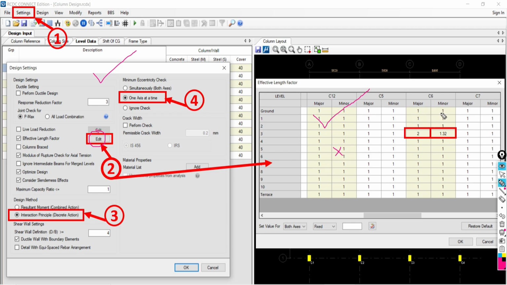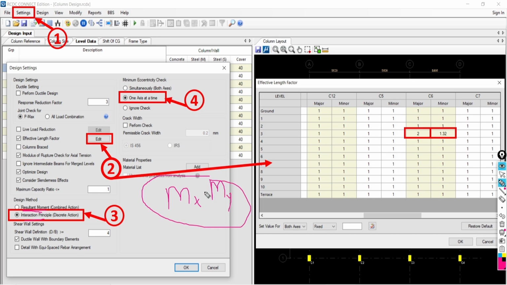So my dear friend, for our proposed column I have changed the effective length factor for the third floor, for column number 6: about the major axis we have considered 2, and about the minor axis we have considered 1.32, which we calculated in our calculation. Then here one option is given: either you would like to consider resultant moment, or you would like to consider discrete action. You know very well, resultant moment means the moment about one axis and the moment about the other axis; the software is going to find the resultant moment.